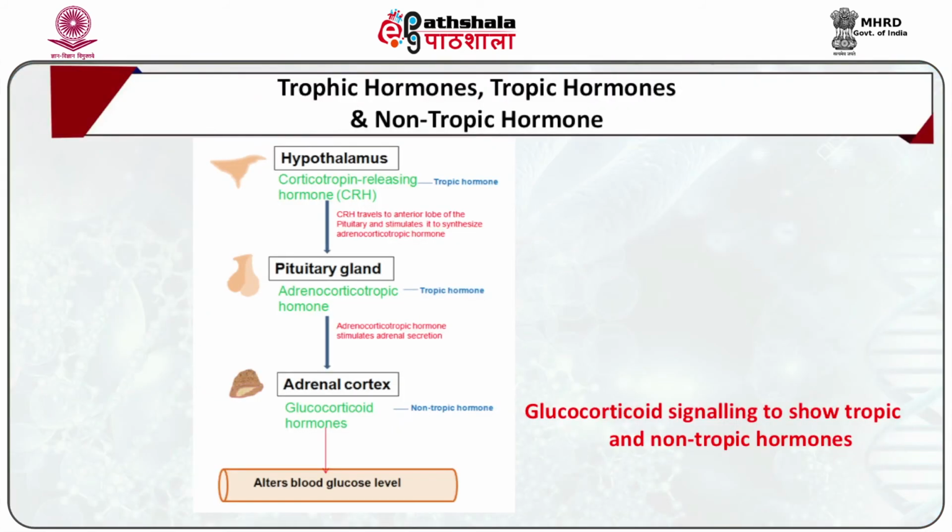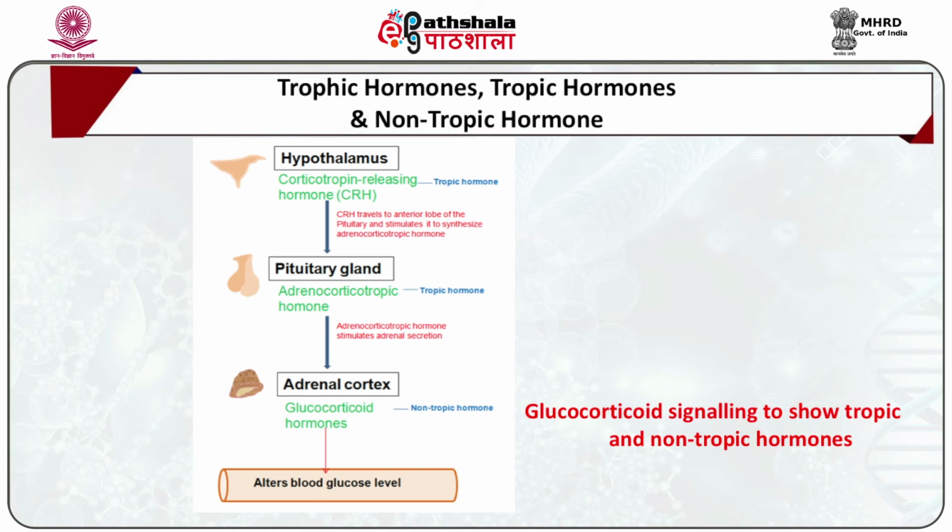For example, gonadotropin releasing hormone is a tropic hormone produced by the hypothalamus and targets another endocrine gland, the anterior pituitary gland. Similarly, the tropic hormones, follicle stimulating hormone and luteinizing hormone produced by the anterior pituitary gland target another endocrine gland, the gonads, that will produce gametes and steroid sex hormones.